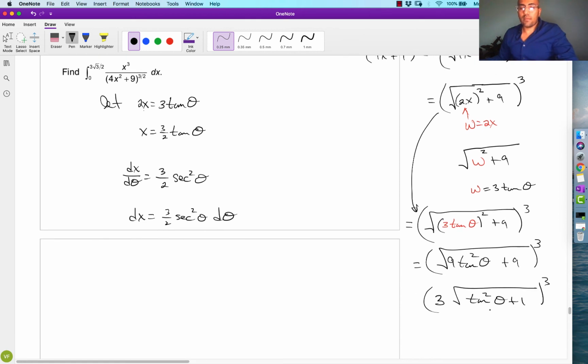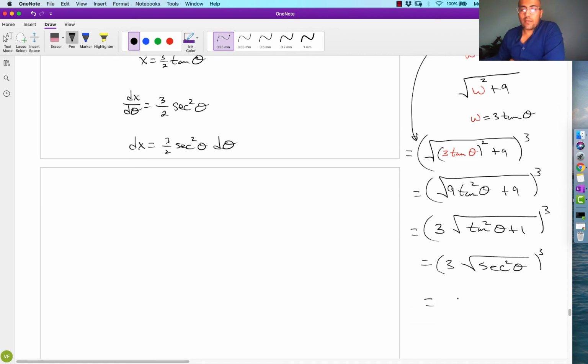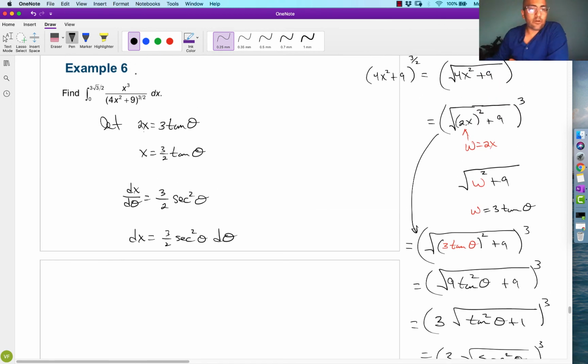Good. And then this becomes secant squared. So we get 3 secant squared theta, and then the whole thing gets cubed. So we end up with 27. 3 times 3 times 3 is 27. And then secant cubed of theta. So the secant squared square rooted just becomes secant of theta, but then that whole thing gets raised to the power of 3. So finally we have all the components we need to restate this part of it.